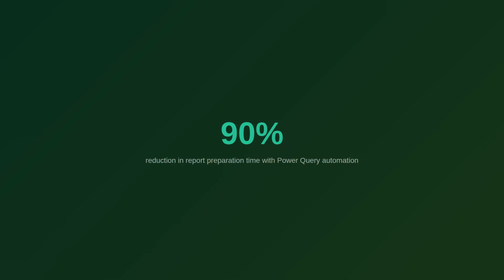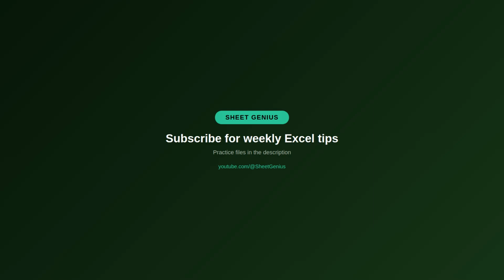Organizations that adopt Power Query for recurring reports see up to a 90% reduction in preparation time. A report that took 2 hours every Monday now takes 12 minutes, most of which is just waiting for the data to load. The real benefit isn't just speed, it's consistency. Power Query applies the same transformations every time, so you eliminate the formatting errors and missteps that happen with manual processes. That's Power Query from zero to automated report.